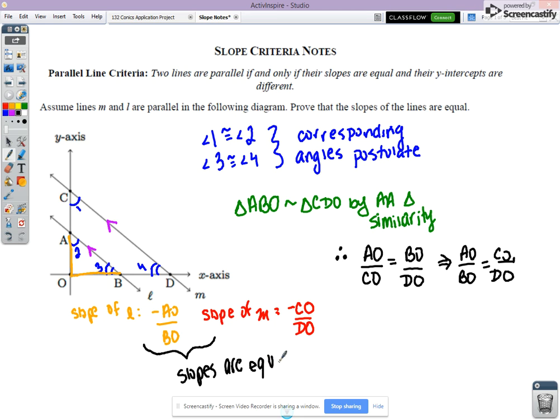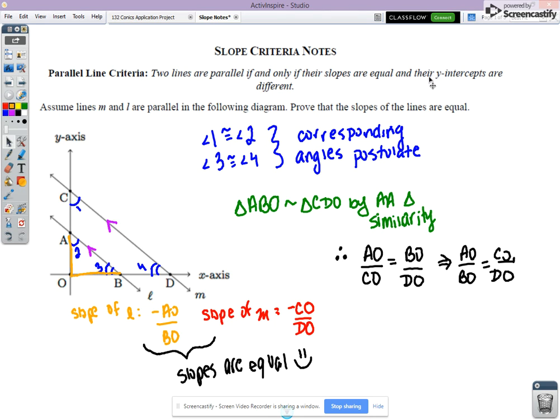And so this could be true for any two lines. We could use a similar argument, triangle similarity, to show that the side lengths of these triangles are proportional. Therefore, the slopes have the same proportion, which means they would be equal. So that's for parallel lines.